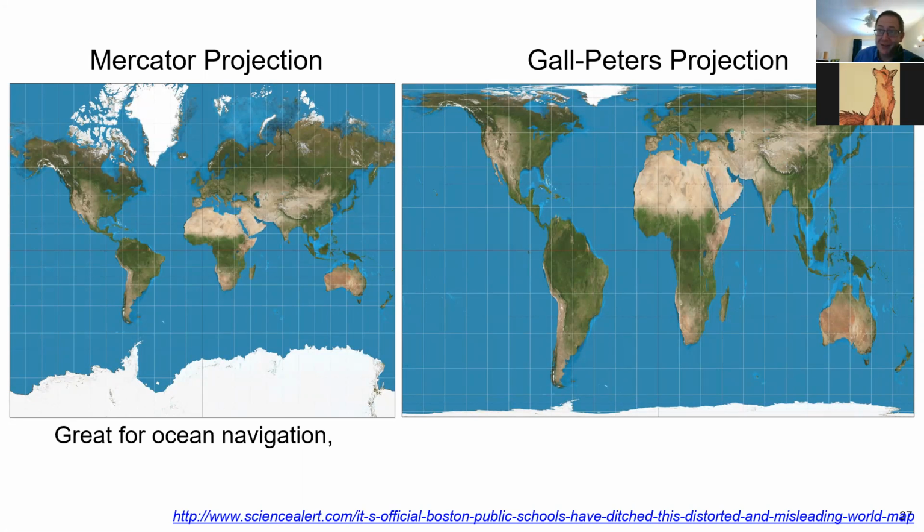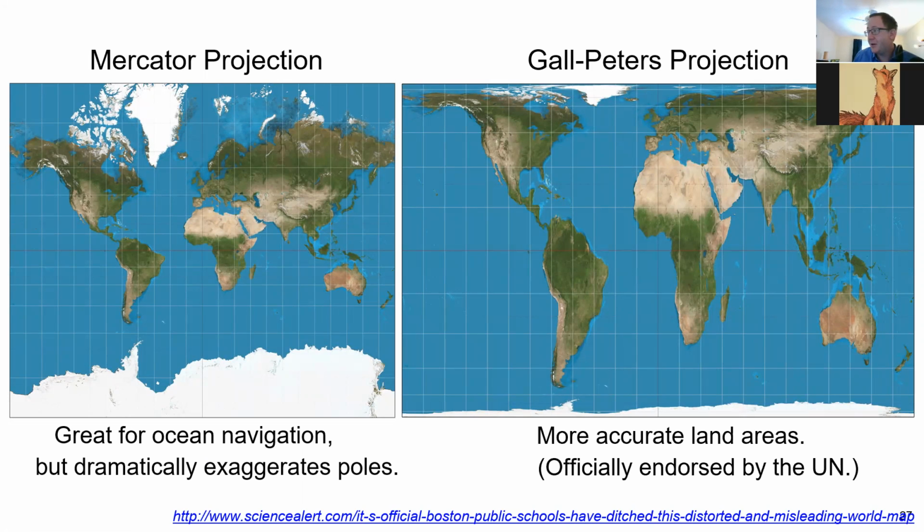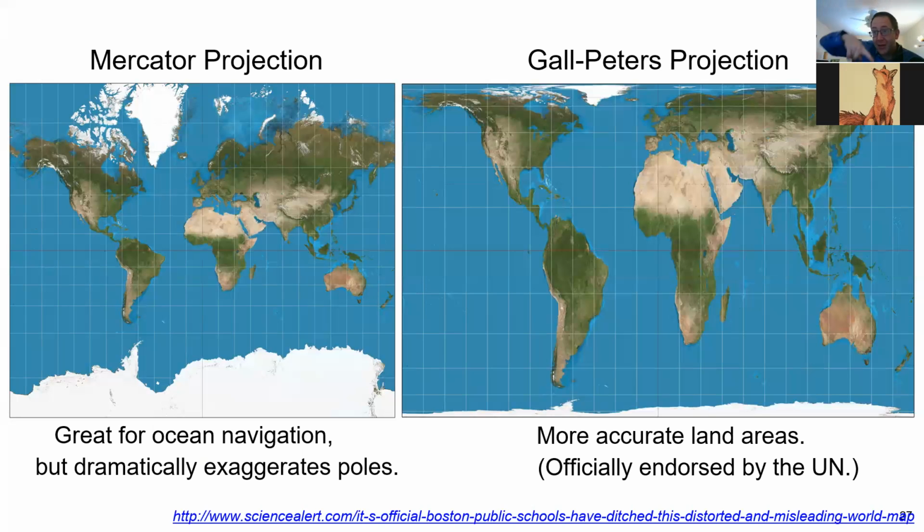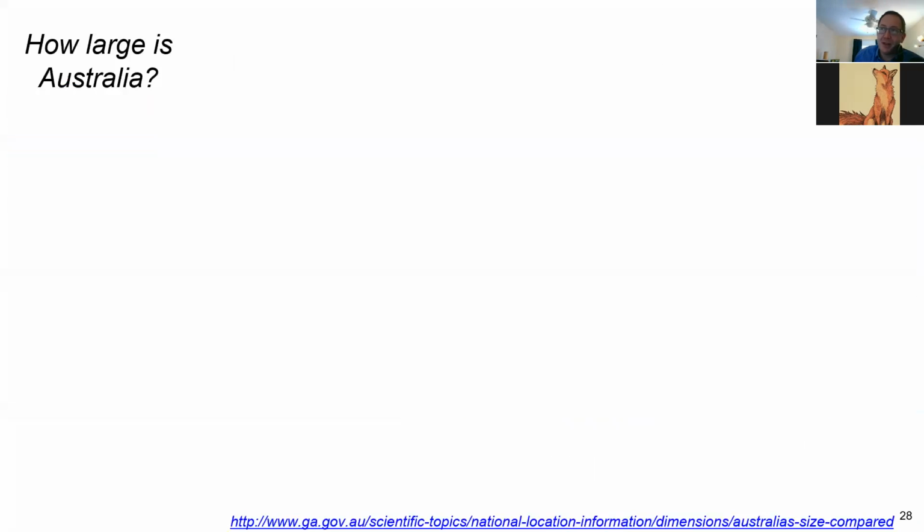But it's great for ocean navigation, which is why it was popularized to begin with. It really drastically exaggerates the poles. And so this is endorsed by the UN. I actually like the one that I always forget the name of. I'm not going to go back to it. The one that is the sinusoidal pattern, because by separating out the bottom parts, you don't get that distortion in the poles quite as much, but you get the accuracy of the ocean navigation as well. But people just don't like it.